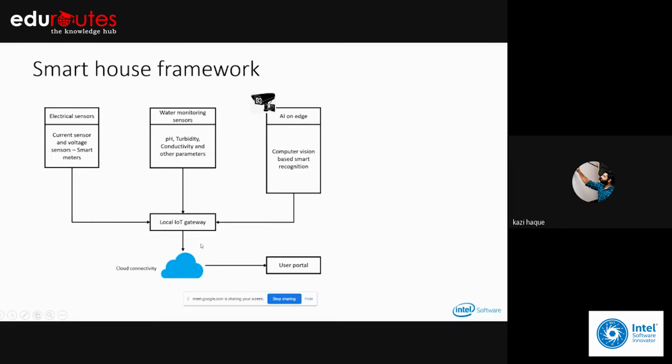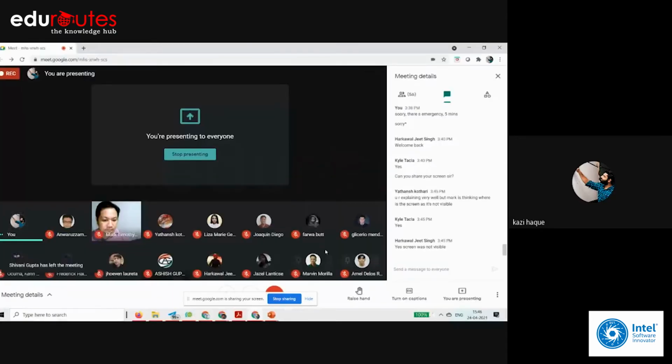Then it is getting connected to a cloud connectivity, which can be AWS, which can be GCP, Google Cloud, which can be any other cloud service providers. And here the different rules, the storing of the cloud, and the transferring of the data between two networks are happening, and which are to be accessed by a user portal in terms of a web application or in terms of a mobile application.